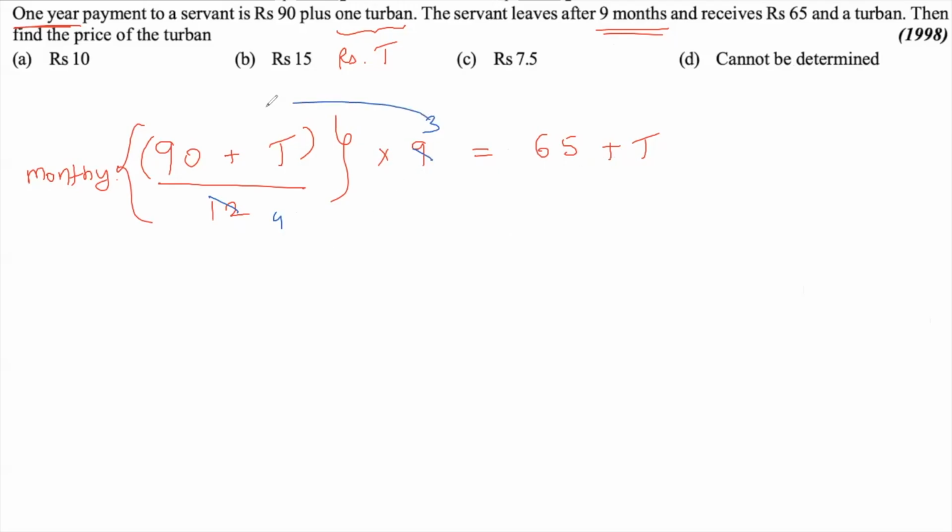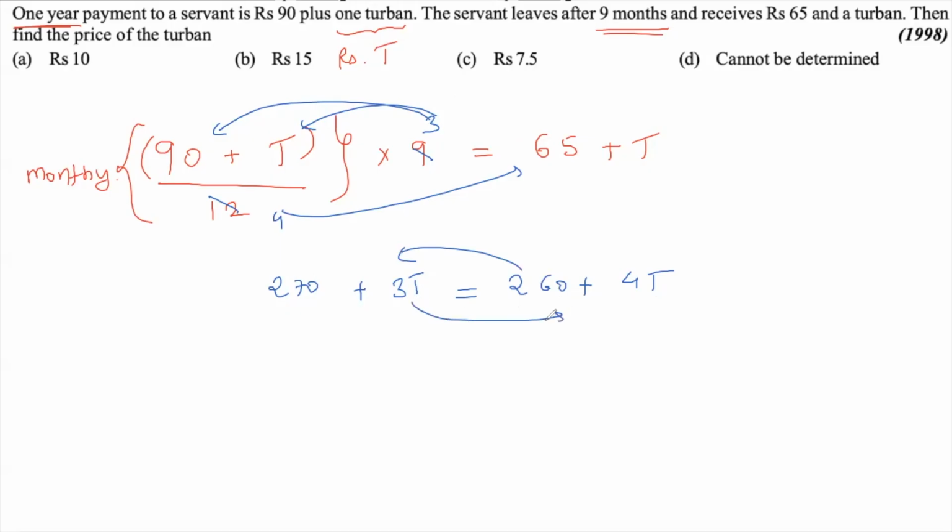You will have 3 into 90, 270, plus 3 into T, that's 3T, is equal to 4 into 65. 4 into 65 is 260, plus 4 into T, that is 4T. 270 plus 3T is 260 plus 4T. Solving this equation, 260 on the left hand side and 3T on the right hand side, I would get 270 minus 260, 10 rupees. 4T minus 3T as T rupees, we get T as 10. So the price of the turban is option A, rupees 10.